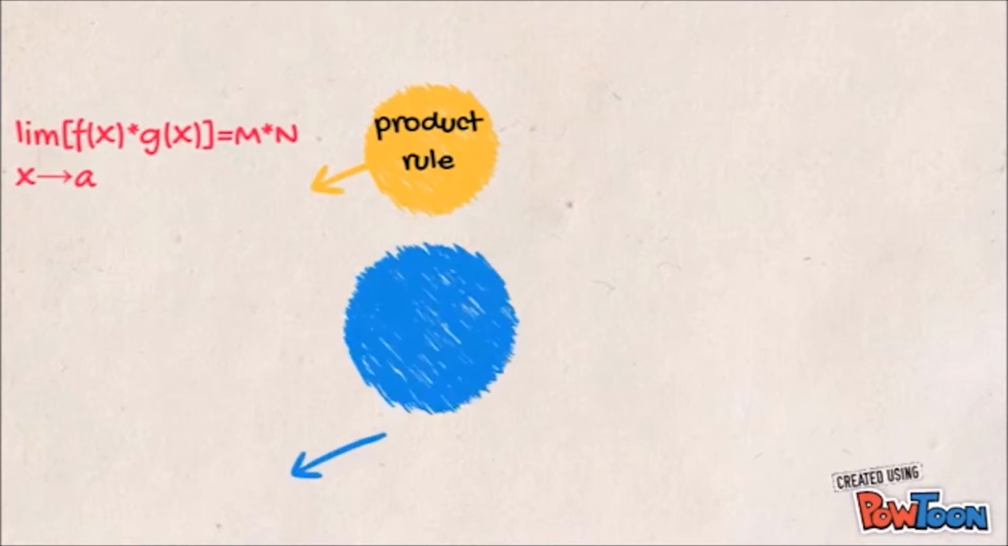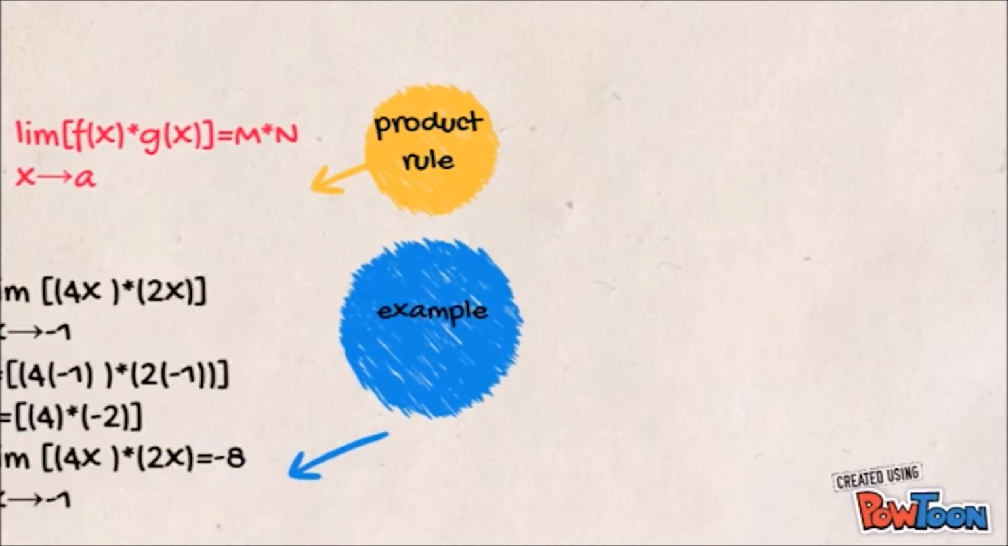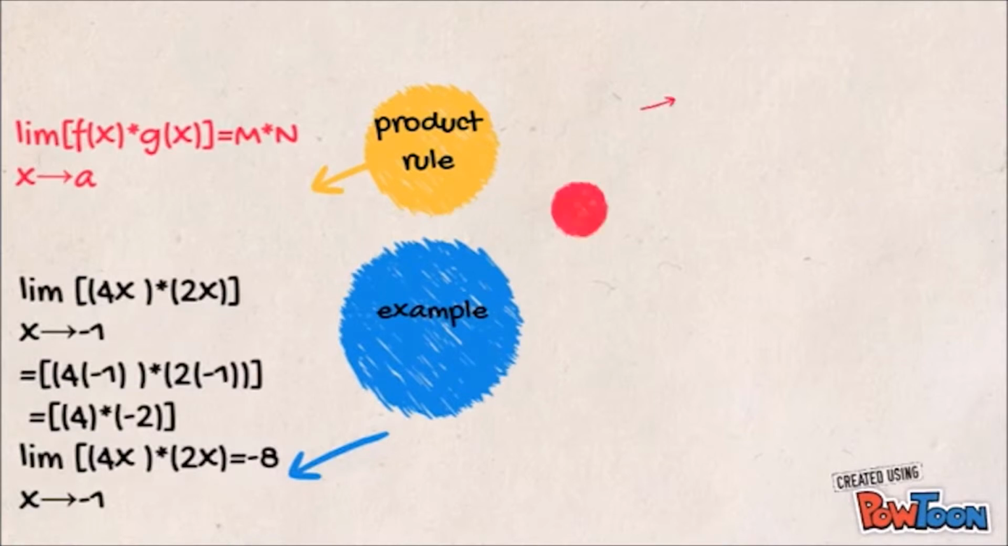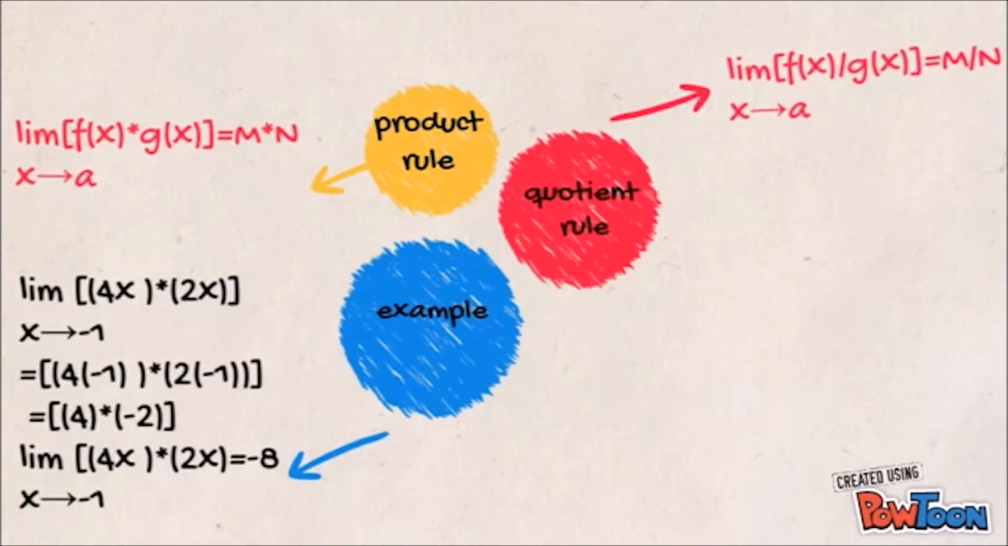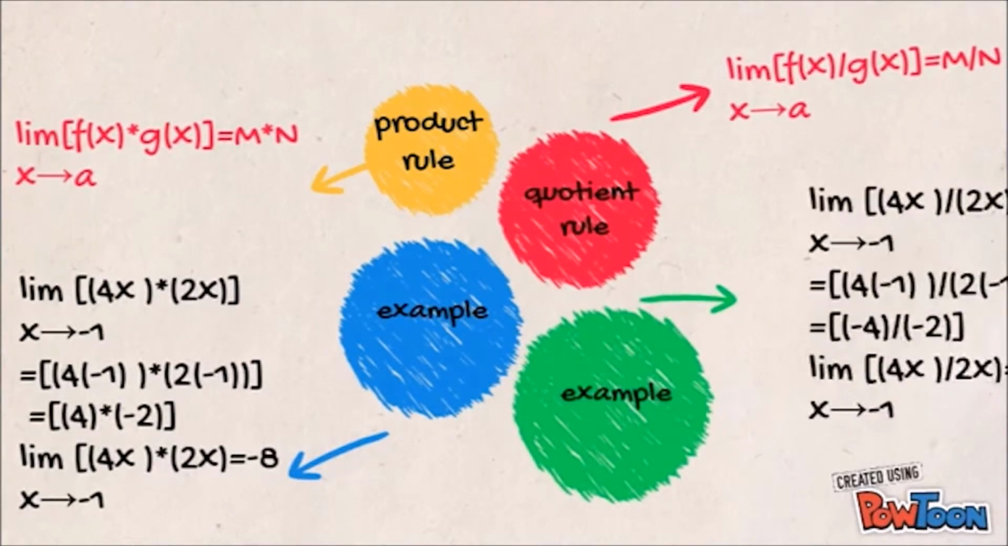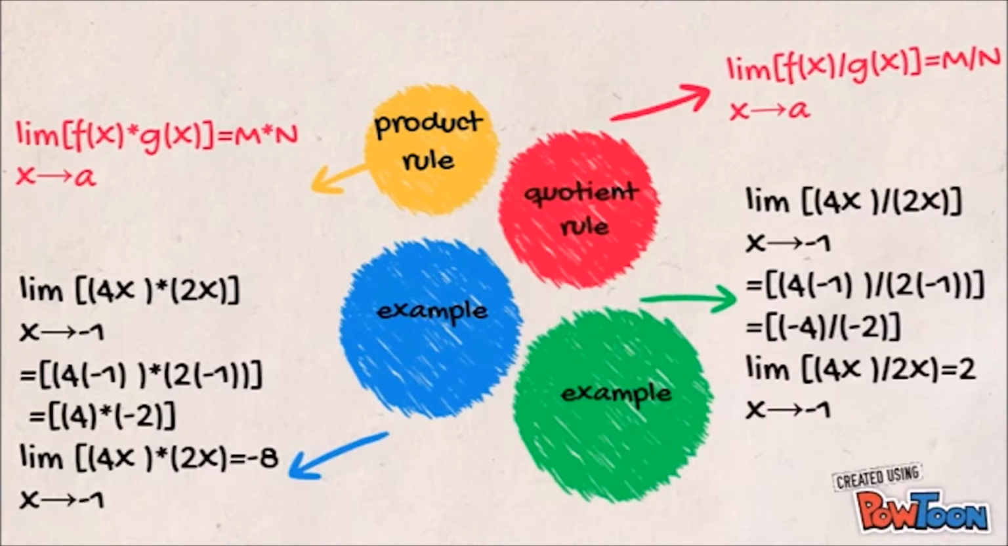Next up is the product rule, wherein we have the limit of f of x multiplied by g of x as x approaches a is equal to m multiplied by n. We also have this quotient rule. We have the limit of f of x over g of x as x approaches a equal to m over n. For our example, you can see that we just substituted -1 and then proceeded to the indicated operation. We have the limit of 4x squared multiplied by 2x as x approaches -1 equal to -8. And for the quotient rule, we have the limit of 4x over 2x as x approaches -1 equal to 2.